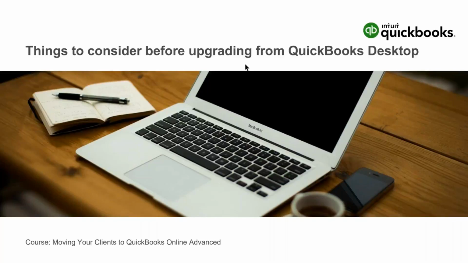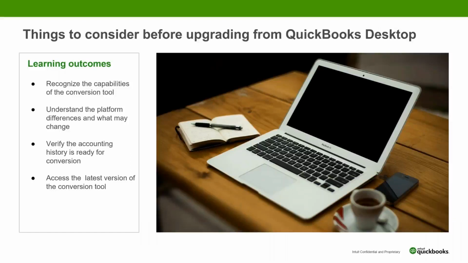So this is what we're going to be working with in this section. Recognize what capabilities the conversion tool actually has. There are platform differences. Some things do not exist in online that exist in desktop. Is that something that's going to keep them from wanting to upgrade? And then, is the accounting history clean?